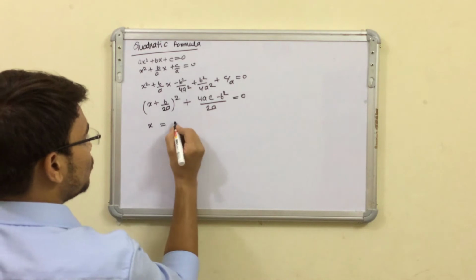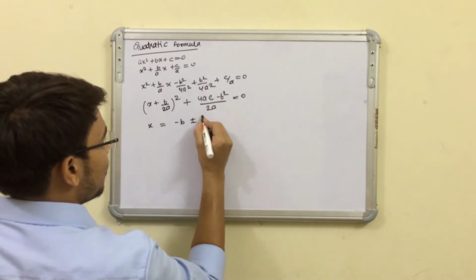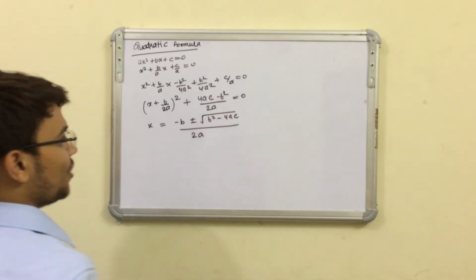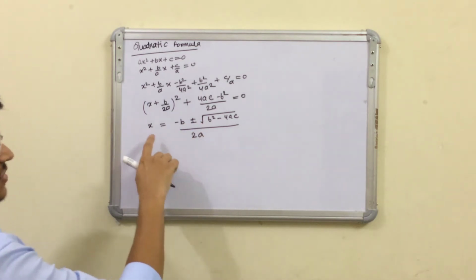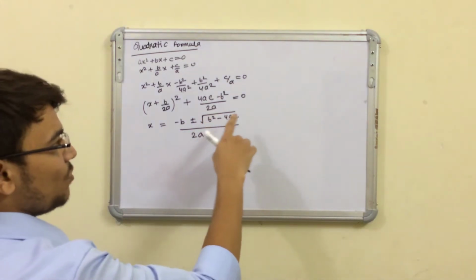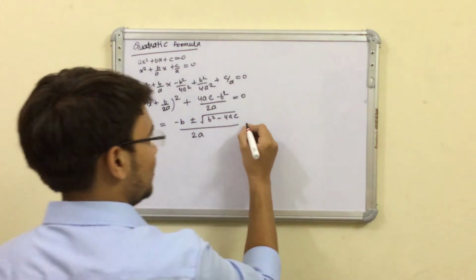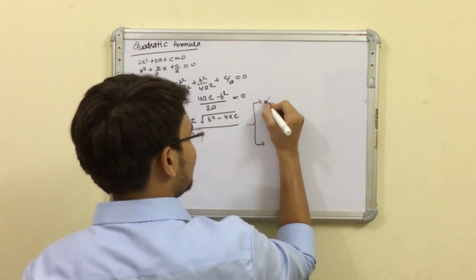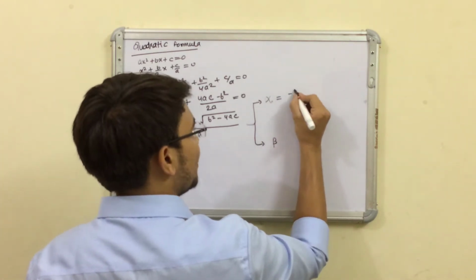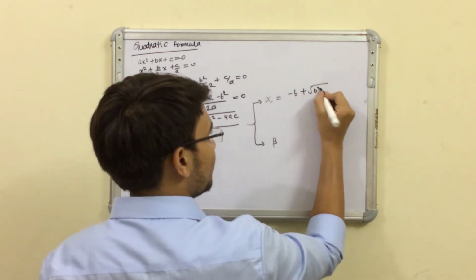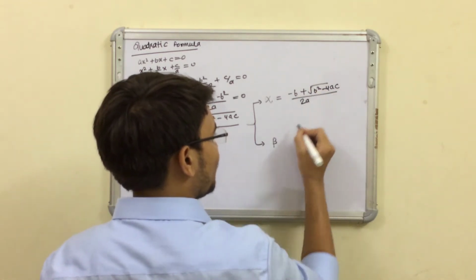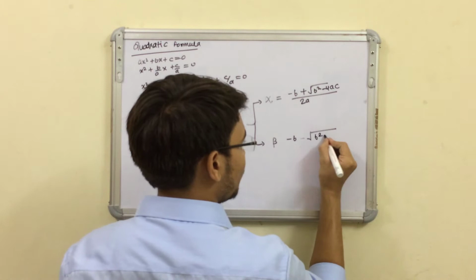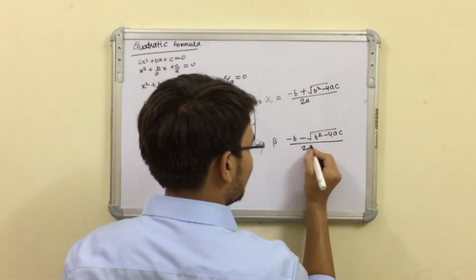Here we are getting x is equal to minus b plus minus under root of b square minus 4ac upon 2a. So here we get two roots, one with a positive sign and another with a negative sign. Let us say one root is alpha and another root is beta. Alpha is equal to minus b plus under root of b square minus 4ac upon 2a, and beta is equal to minus b minus under root of b square minus 4ac upon 2a.